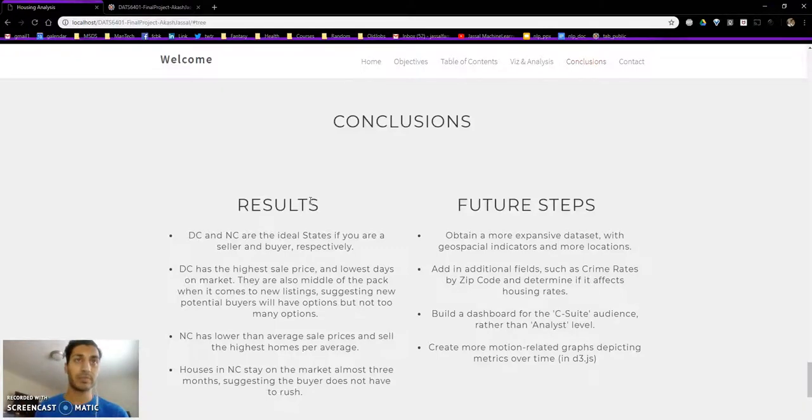As future steps, I would like to obtain a more expansive data set with geospatial indicators and more locations. I could also add in additional fields such as crime rates by zip code and determine if that affects housing rates. Lastly, I would build a dashboard for the C-suite audience rather than the analyst level, and that dashboard could also have more D3.js graphs, which would depict motion-related graphs.